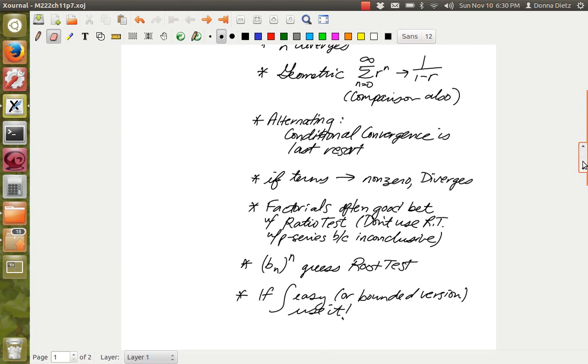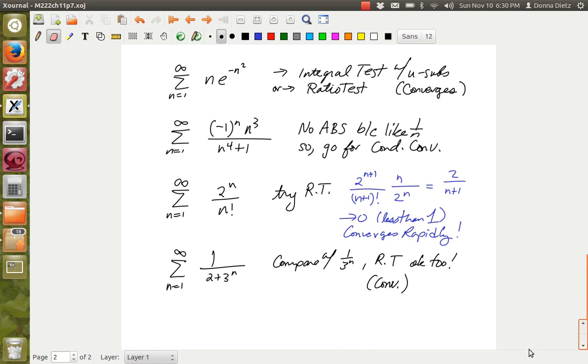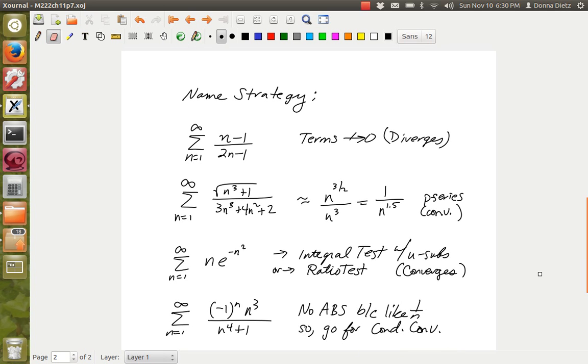Okay, so this little thing was "name the strategy," and the answers are all here, but this is what we went over in class. In this case we see the terms don't go to 0: we have n over 2n happening, so it's 1 over 2. So since the terms are not going to 0, the whole thing is going to diverge.